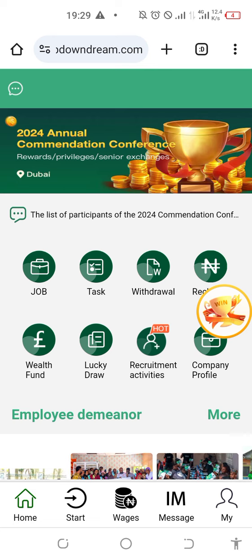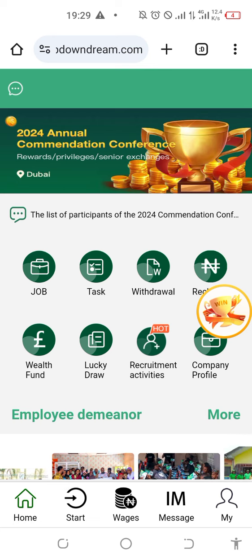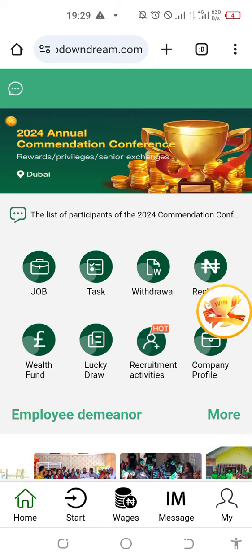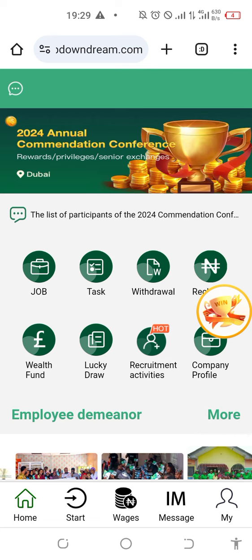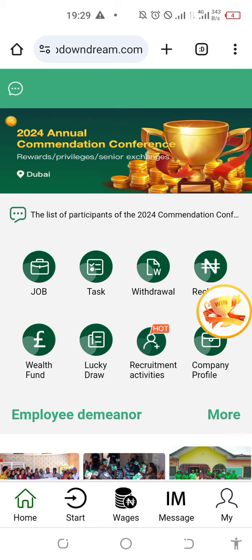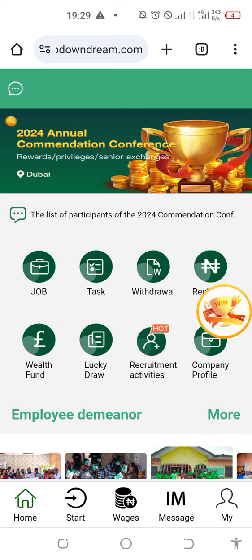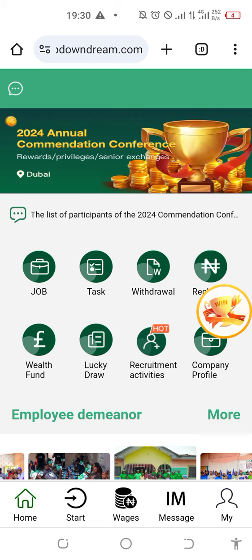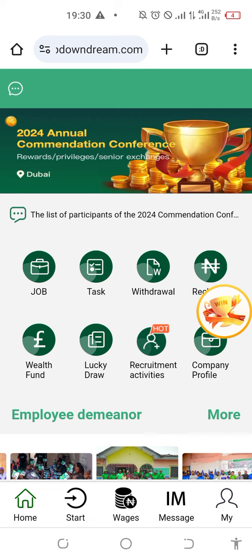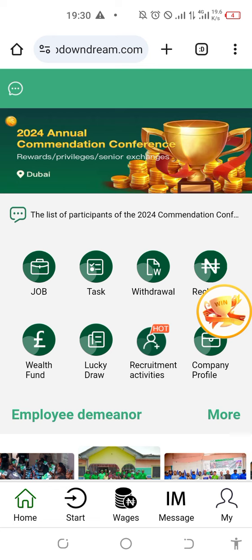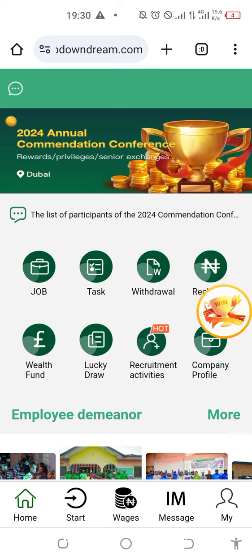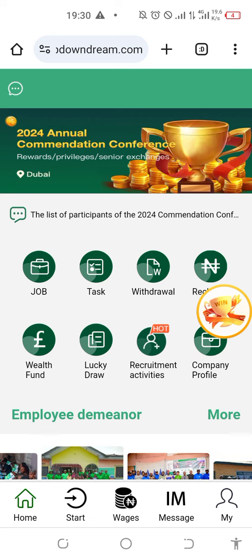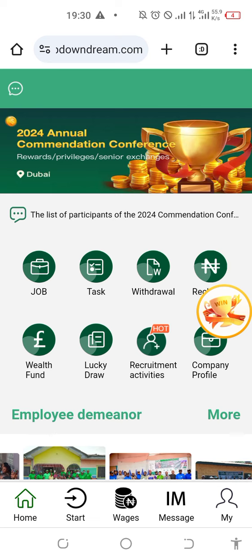So basically, we'll quickly go to World Fund. But before you get to World Fund, you must understand that you would have registered and logged in. So this is the dashboard. This is the page that will take you to once you have logged in. On the dashboard here, you can see job tax withdrawal, recharge, World Fund, Lucky Draw, etc. So we are going to World Fund.